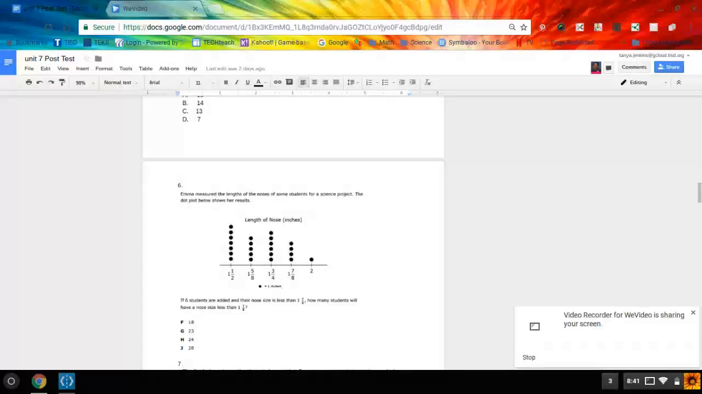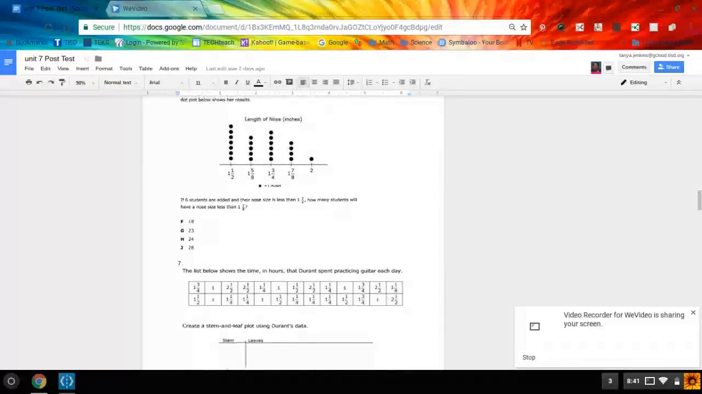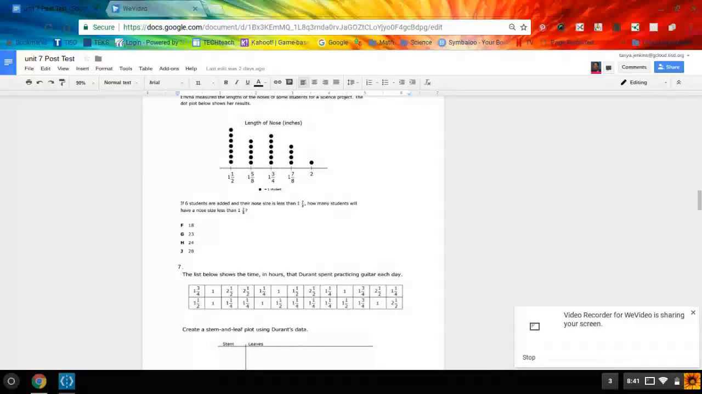Emma measured the lengths of the noses of some students for a science project. The dot plot below shows her results. If 6 students are added and their nose size is less than 1 7/8, how many students will have a nose size less than 1 7/8?